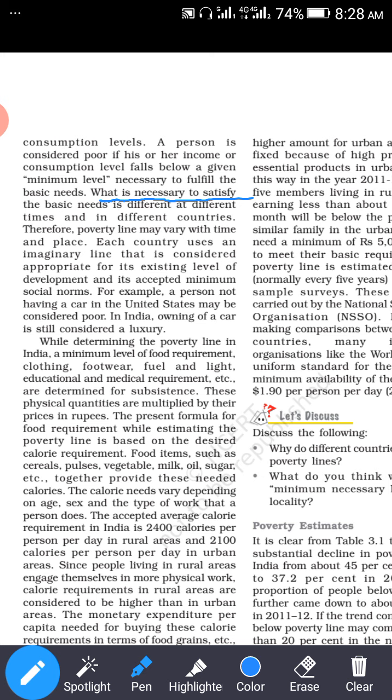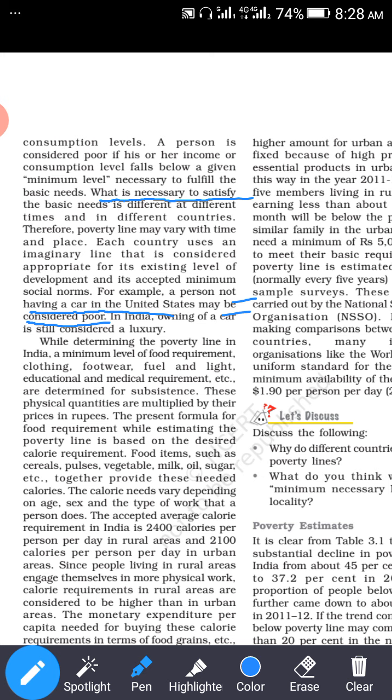In America, they think that a four-wheeler is a basic need. A person who does not have a car in the United States is considered poor. And in our country, is it the same? In our country, a car or four-wheeler is treated as a luxury item.